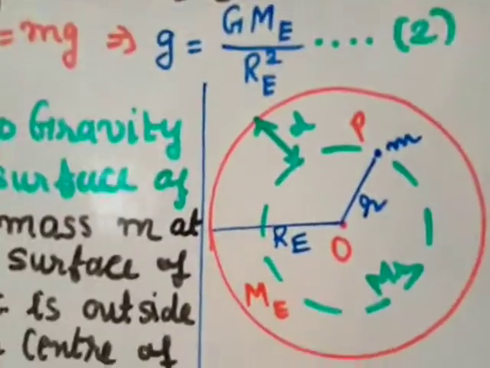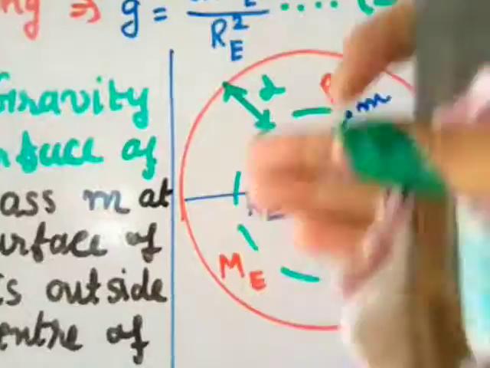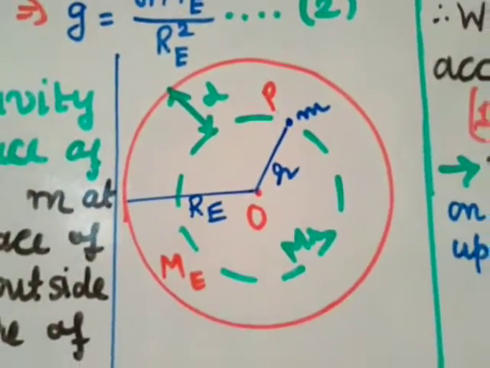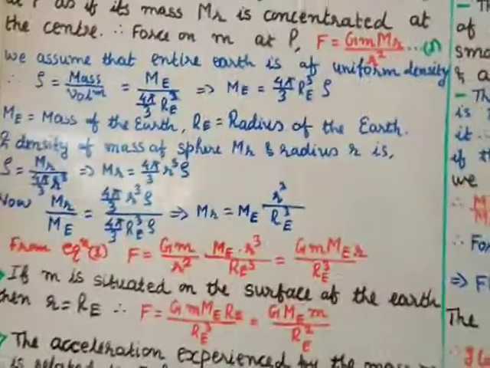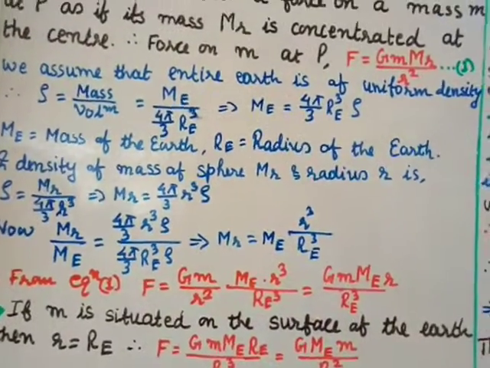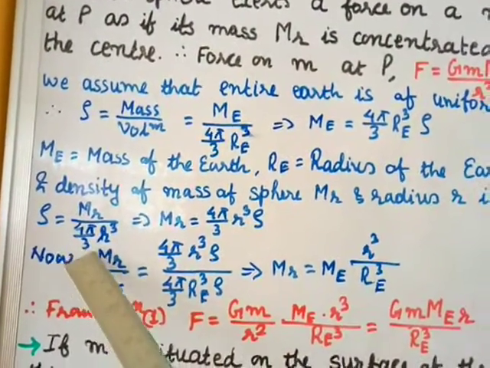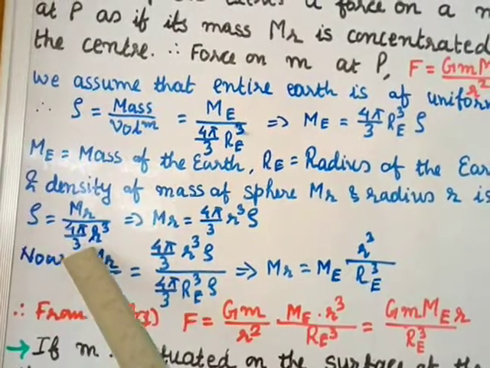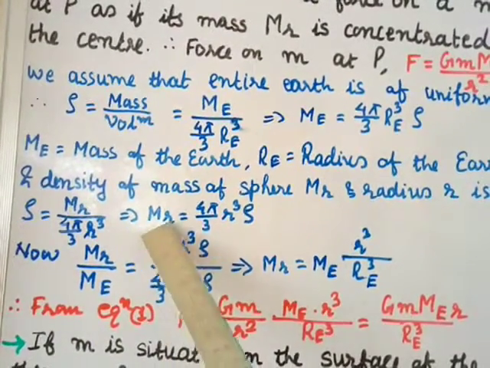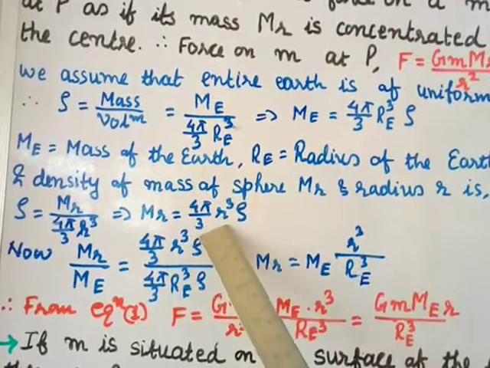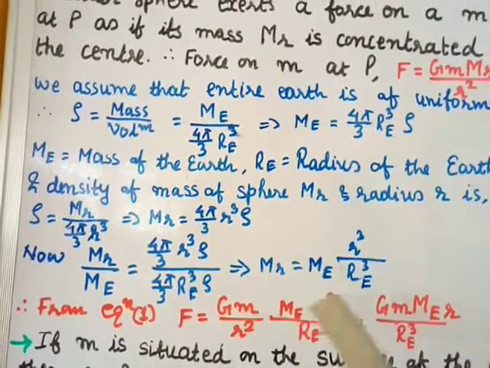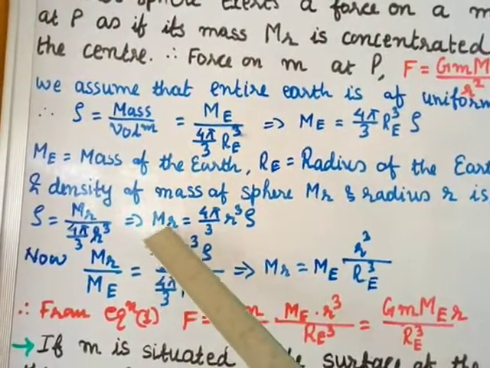Now similarly we write for the inner shell. The mass is Mr, the radius is small r, then what will be the density? So ρ equals the same formula, mass by volume, Mr divided by 4π/3 r cubed. Transferring 4π/3 r cubed over here, we get the mass Mr equal to 4π/3 r cubed into ρ. Now I'll take the ratio of Me and Mr, so I'll write Mr by Me.